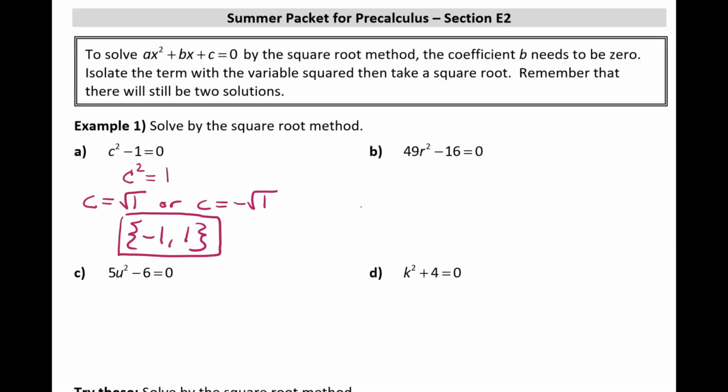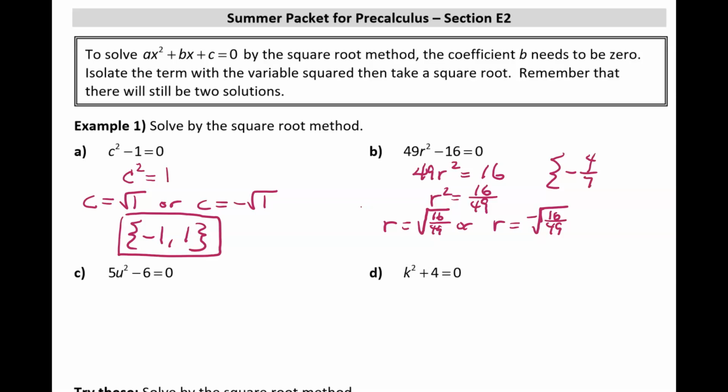Similarly, in b, we can move the 16 to the other side of the equation by adding it, divide through by 49, and then take a square root. So r is equal to either the positive square root of 16/49, or r is equal to the negative square root of 16/49. That'll give us a solution set of negative 4/7 or positive 4/7.